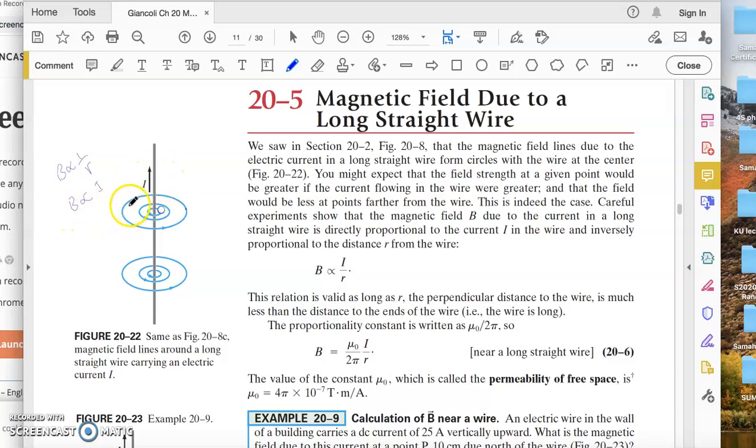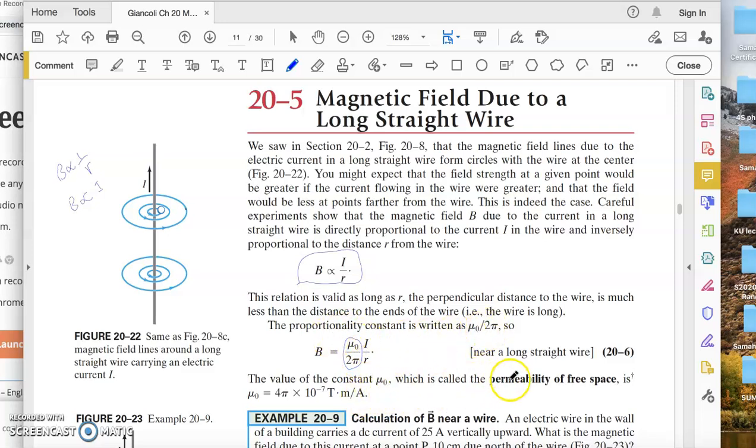All right. So we can put that in one proportionality equation: the magnetic field is directly proportional to the strength of the current, and inversely proportional to the radius of the circle around the wire. You know that whenever we say proportional, there will be a proportionality constant. The proportionality constant this time is mu naught over 2 pi.